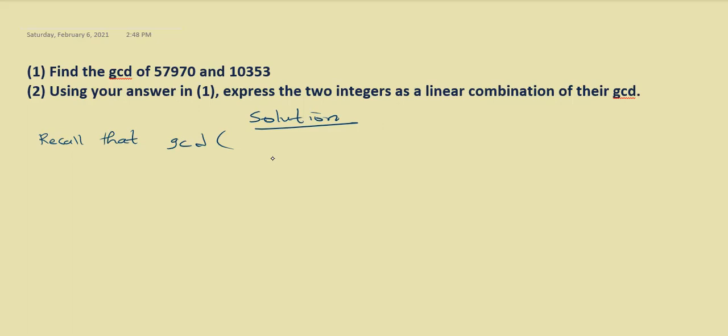So we want to find the GCD of 57970 and 10353. This is what we are looking for: the greatest number, the highest number that can divide the two integers. So look at how we go about the algorithm.